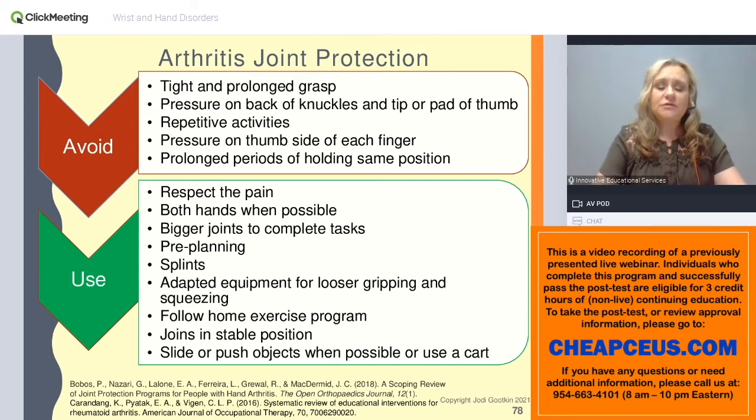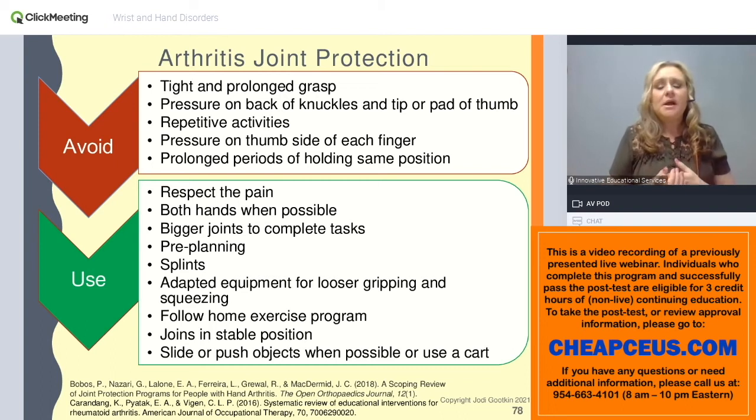Joint protection for arthritis seems to be more beneficial with individuals who present with rheumatoid arthritis. The research looks at some examples I have here of how to protect the joints, the do's and the don'ts. When we're educating our patients, do we just go over this one time or hand it to them, show them a couple of pictures, and anticipate that they're going to get that carryover?